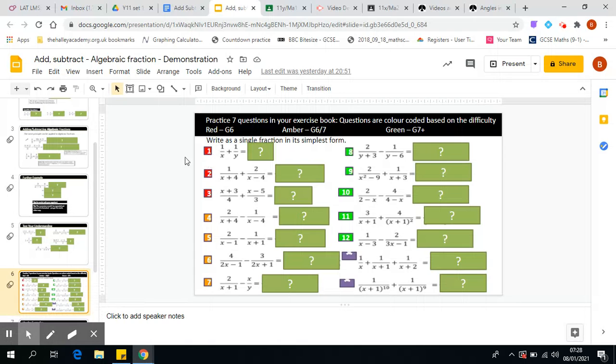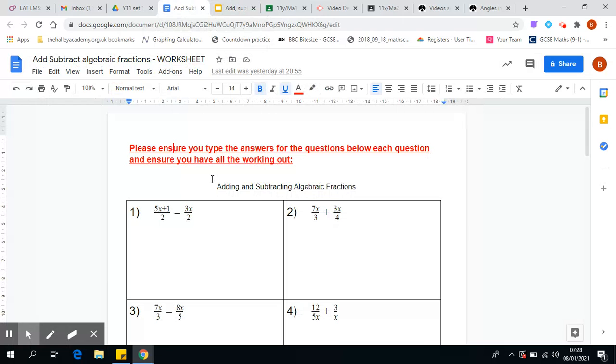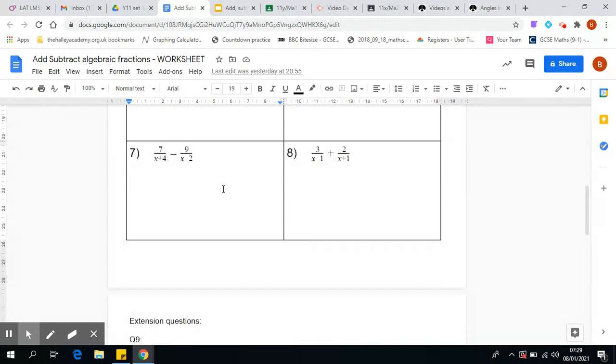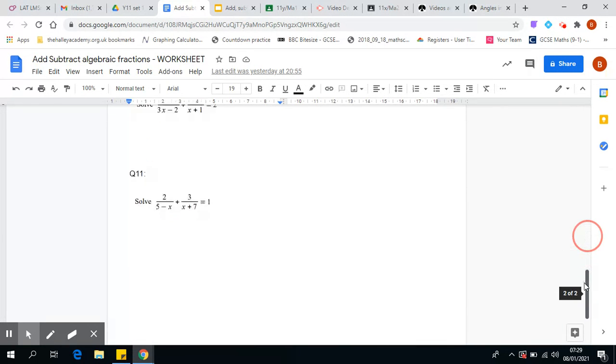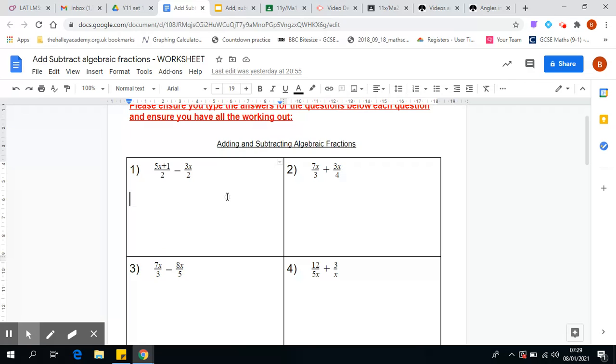Once you practice those 7 questions, it's important you open the worksheet in Google Docs. You complete the questions in the table in the spaces provided. This completed worksheet has to be attached to the Google assignment and then submitted back to me. This acts as proof of your work. I repeat, you need to complete the worksheet with all the working out and the answers and then submit it via Google Classroom rather than sharing it with me.